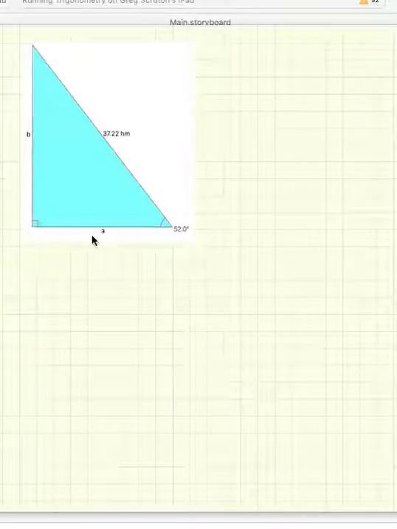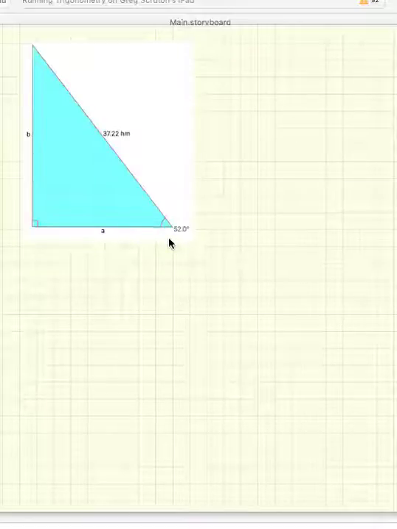The other two are called the legs. One is the opposite, and the other is the adjacent. The opposite is always found opposite of the angle that we're talking about. We're talking about 52 degrees. So this angle, this side B, is the opposite side, leaving this leg A to be the adjacent side.